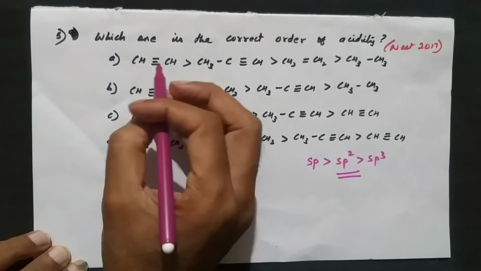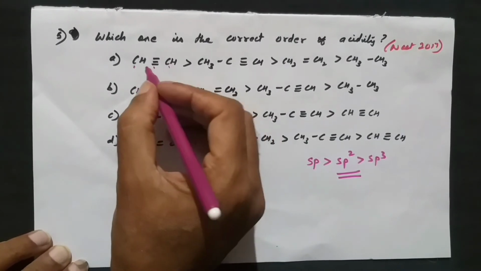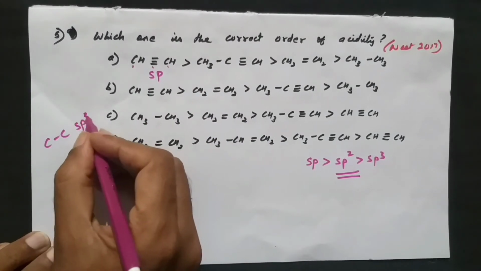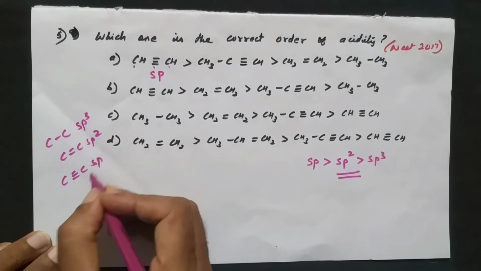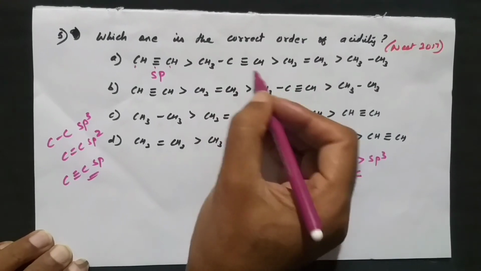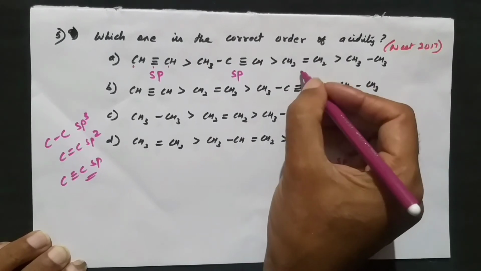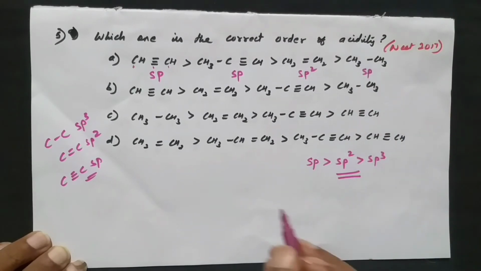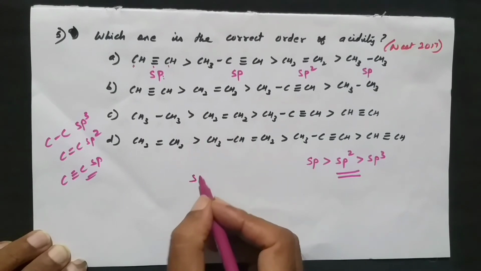So let us take this first part between this carbon and carbon. A triple bond is there. Triple bond will be sp, because we know carbon-carbon single bond is sp³, carbon-carbon double bond is sp², carbon-carbon triple bond is sp. So here it is sp. Here, checking this carbon in the entire compound, I have got a triple bond here, so it will be sp. Here I have got a double bond, it will be sp². Here only a single bond, it will be sp³. Both are having sp, so sp will be first.